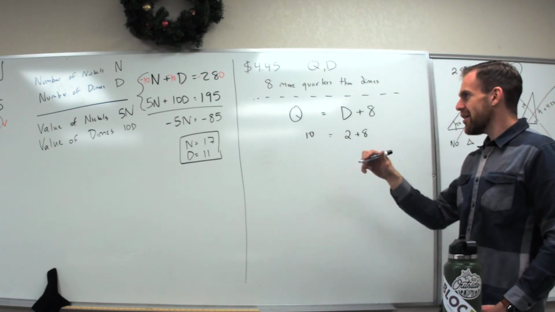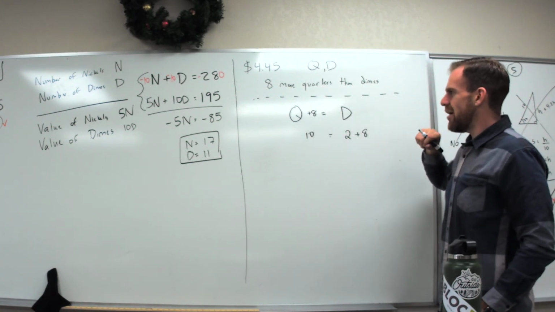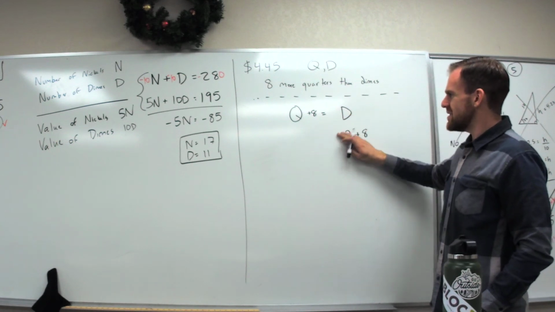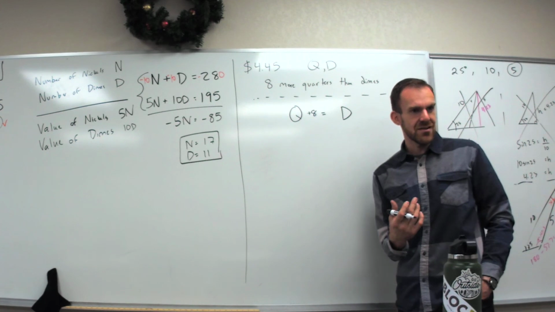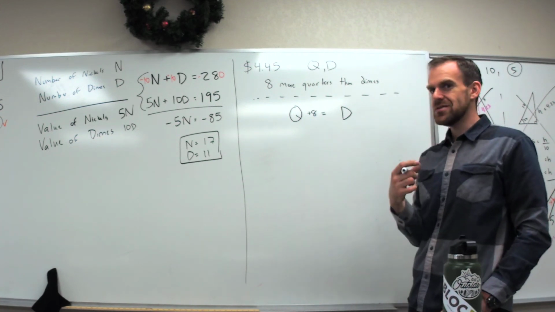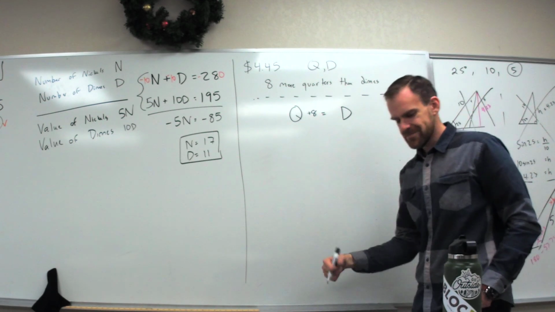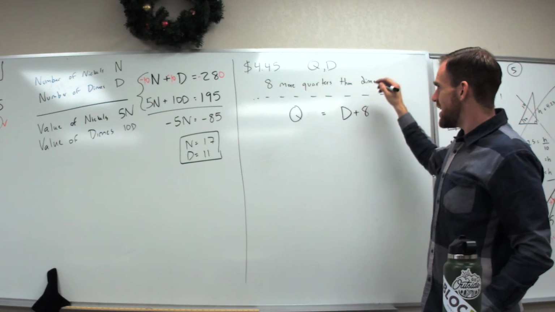Now, if I did it backwards, then I would notice that I have it wrong. So check that, because the temptation is to do Q plus 8 equals D, which would be incorrect, because then you would have 8 more dimes than quarters. So we'll add 8 there. Okay, that's our first equation.